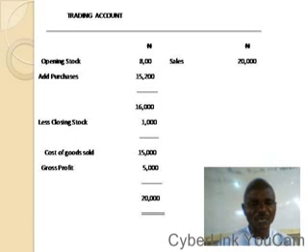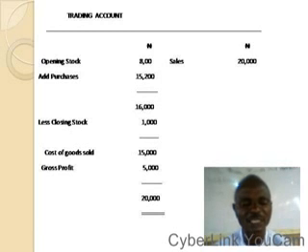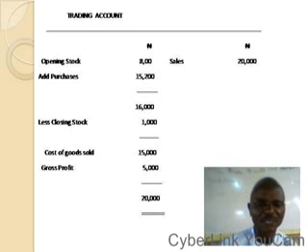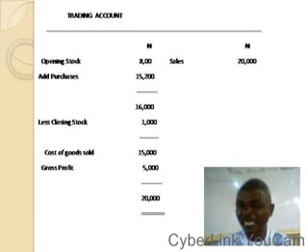Purchases together with the opening stock will give us the cost of goods available for sale, which is 16,000 naira. And less closing stock. Closing stock is given. Minus 1,000 naira will give us a cost of goods sold of 15,000 naira. And you now minus 15,000 out of sales will give us 5,000 naira.